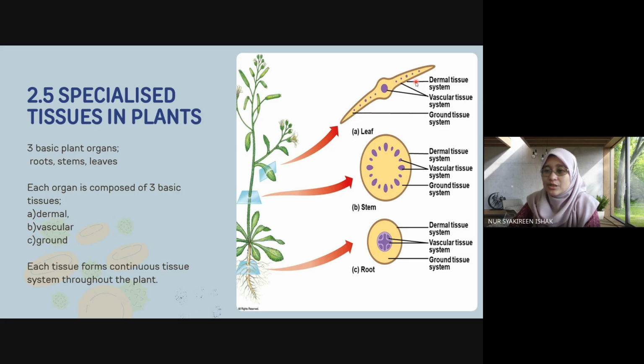So the dermal tissue system for the leaf, the dermal tissue for the stem, the dermal tissue for the roots. Okay, so the leaf, the stem, and the root must have the ground tissue, the yellow part here, and then the vascular tissue. The vascular tissue is important because it is where the tissue involved in the transportation of water and food is found. Each tissue forms a continuous tissue system throughout the plant.